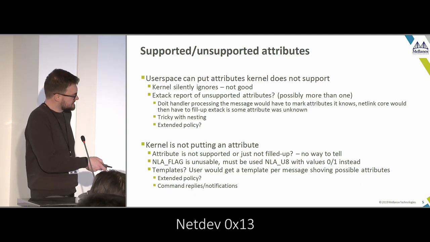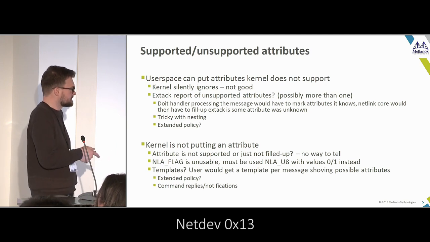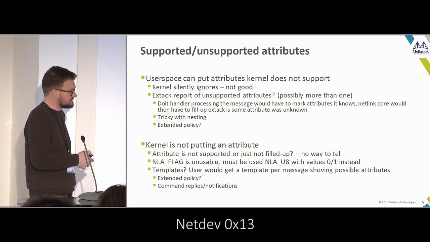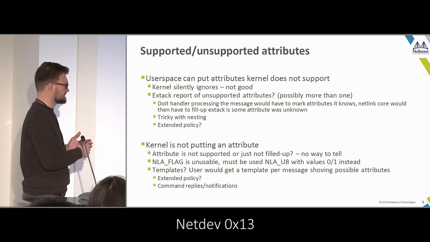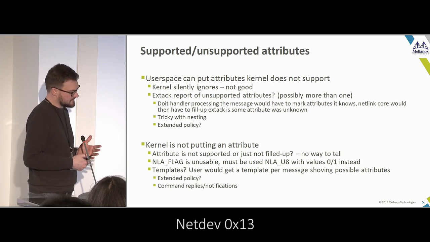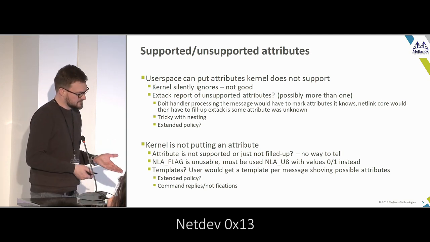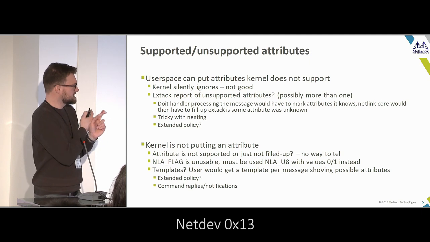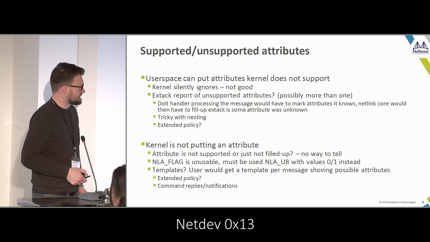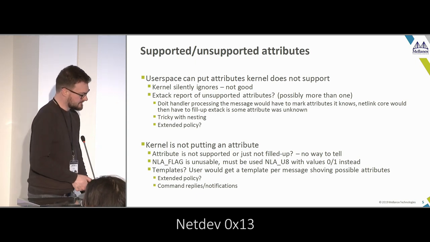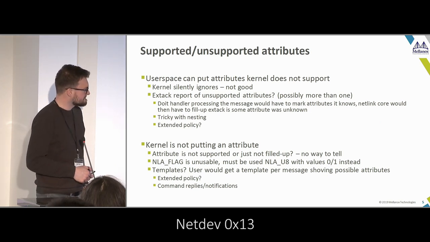One thing which we probably didn't discuss, at least I didn't get it, is when the kernel is not putting some attribute, because as user space you don't know if the attribute is not supported or if it was just not filled out. A nice example is NLA flag, which is basically unusable because you don't know if it means false or if it means I don't support this. Yeah, I ran into this for VXLAN recently. So we have to use NLA U8 with 0 or 1. It's weird. Right? So we should almost put a deprecated label on NLA flag.